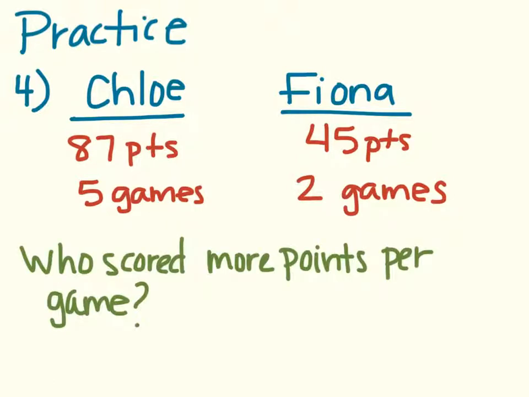Calculate the unit rate for points per game, and then compare Chloe's points per game to Fiona's points per game to determine who scored more points per game. This is our last idea for part 1. When I see you tomorrow, we'll do some more work with the simpler word problems for chapter 5.2. And then we'll move on to more challenging word problems in lesson 5.2 part 2.